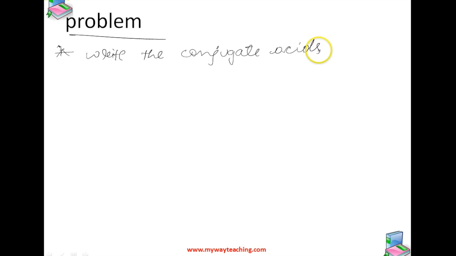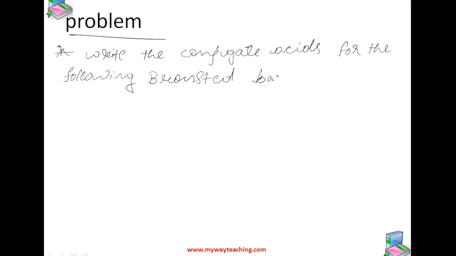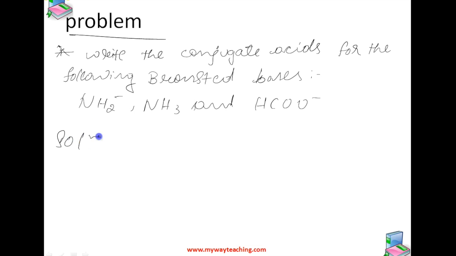Okay, and the next problem, I will write down the question. Write the conjugate acids for the following Bronsted bases, that is NH2 minus, NH3, and HCOO minus. Okay, I will write down the solution here.